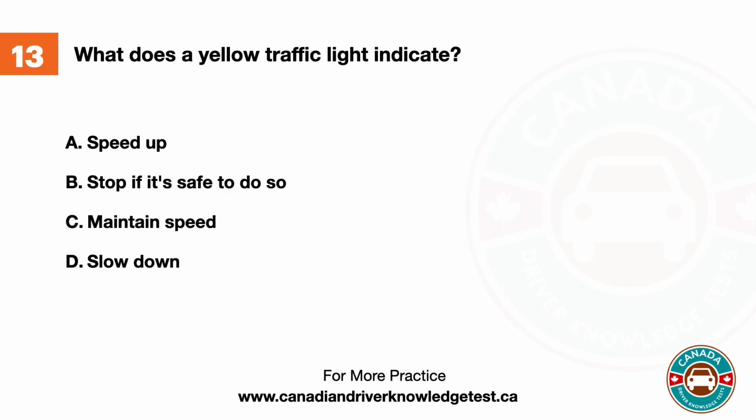Question 13. What does a yellow traffic light indicate? A. Speed up. B. Stop if it's safe to do so. C. Maintain speed. D. Slow down. The answer is B. Stop if it's safe to do so.